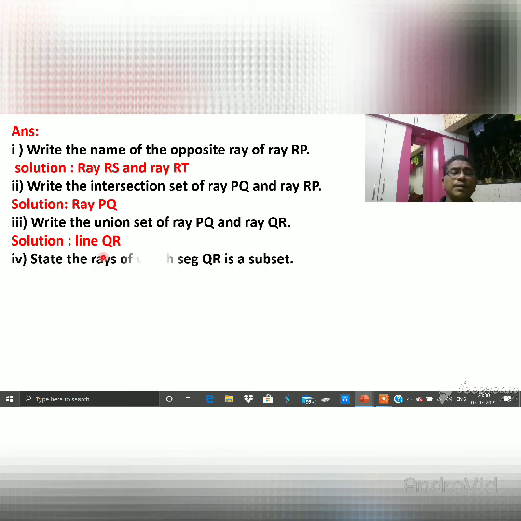Then problem number 4. State the rays of which segment QR is a subset. This I also explain with the help of a diagram. So which is that? First ray QR, after that ray QS, ray QT and ray RQ, taken from endpoints R and Q. So these are the supersets, because segment QR is contained in all these rays, so it is a subset.